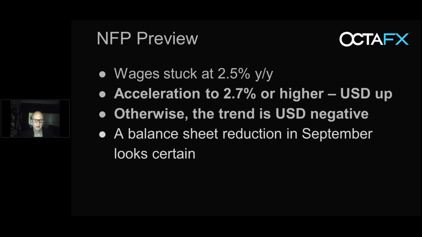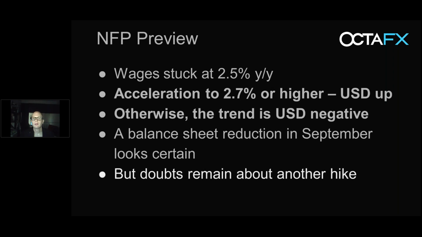In any case, the next move for the Fed is a balance sheet reduction in September. It looks very certain. One of the Fed officials basically said that it is already baked into the cake, so that's a sure thing. No surprises are expected there. The main question remains the next rate hike. Currently, it is expected in December. That would conclude 3 rate hikes for 2017, but nothing is certain.